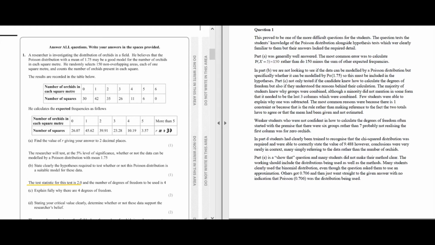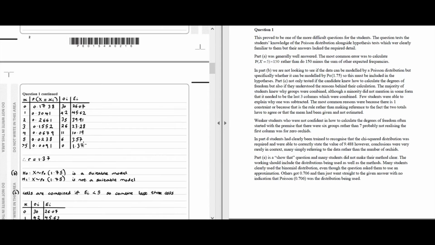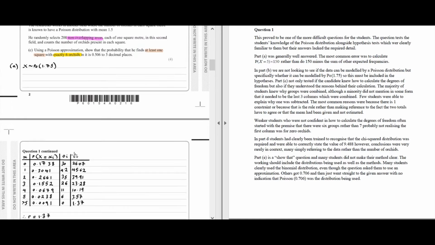Part A was generally well answered. The most common error was to calculate the probability that x equals 5 times by 150 rather than doing 150 minus the sum of the other expected frequencies, and that's what I did over here somewhere.